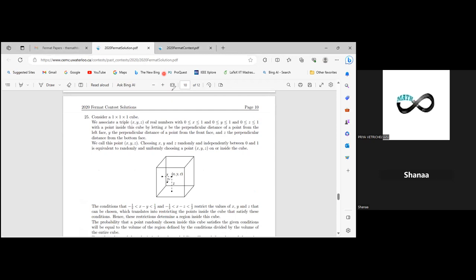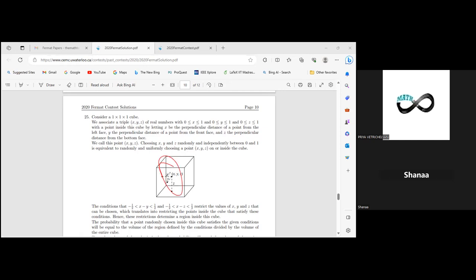Real number in the sense like in between 0 and 1, you will have trillions of numbers, like 0.1, 0.11, like that, right, because they mention it as real number, not integer or whole number. So you have to write like this: x varies from 0 to 1, y varies from 0 to 1, z varies from 0 to 1. So we're just associating it to triplets, the point inside this cube, by letting x be the perpendicular distance of the point from the left face, y be the perpendicular distance of the point from the front face, and z the perpendicular distance from the bottom face.